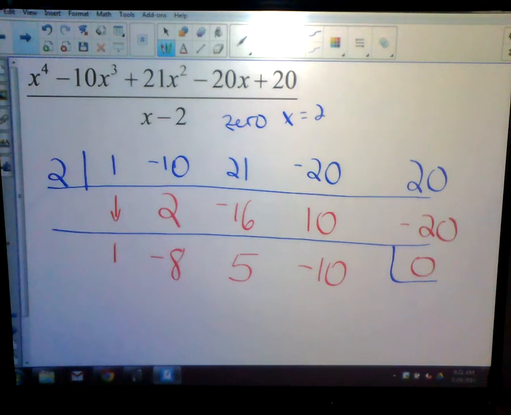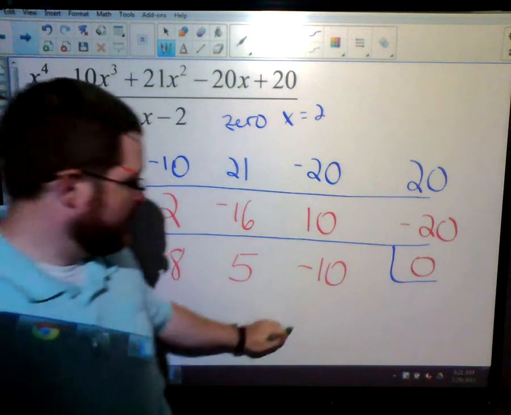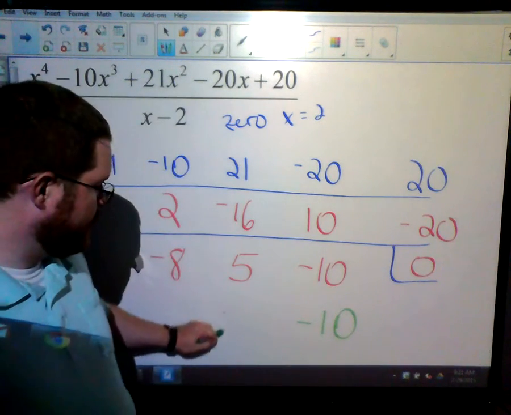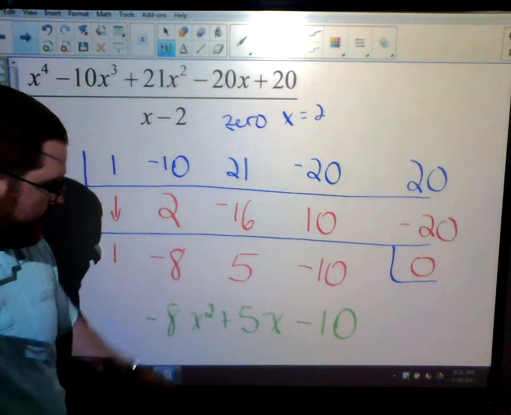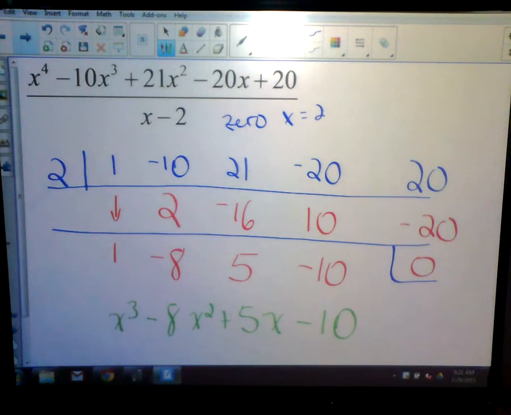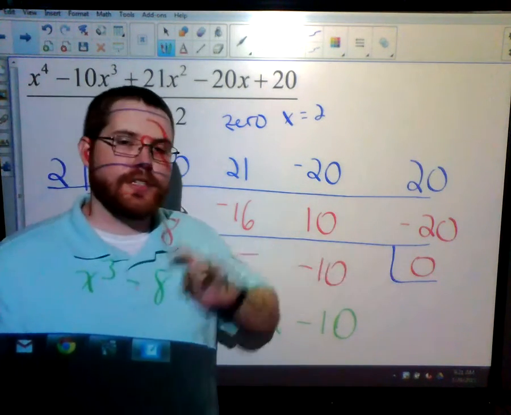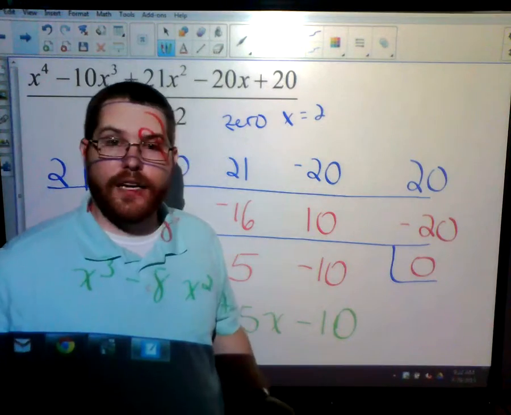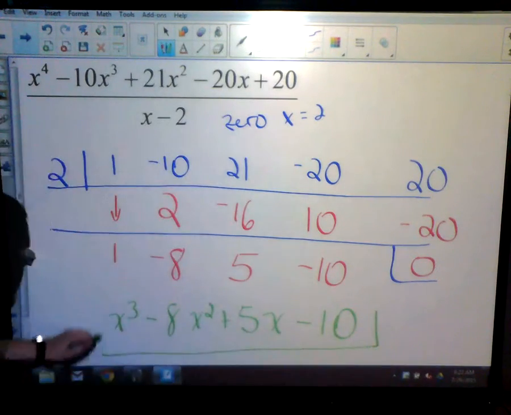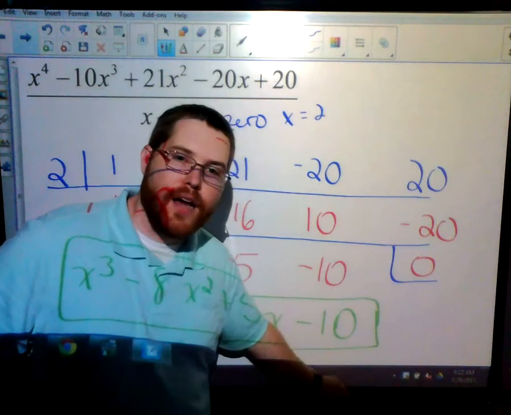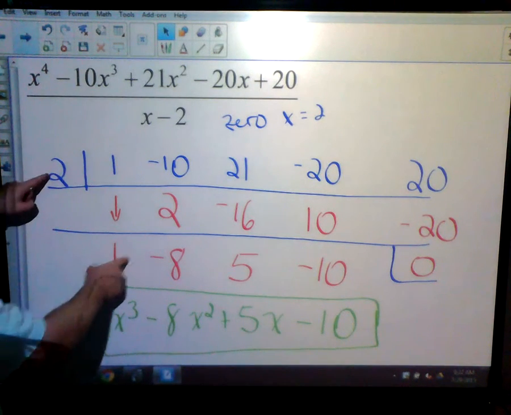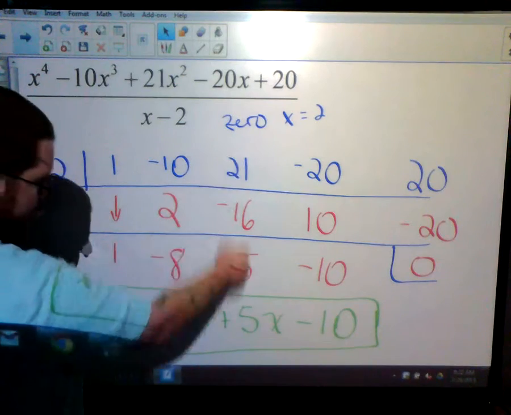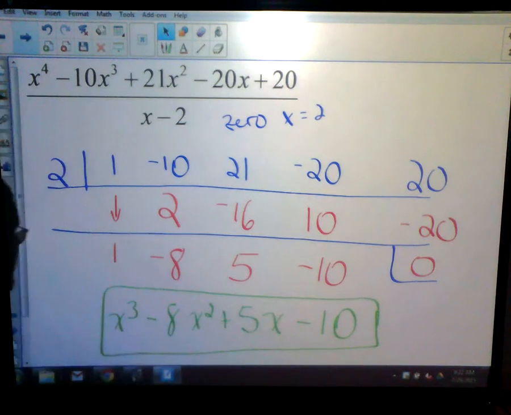So what does this answer represent? Well, negative 10 is a regular number. Positive 5 is x to the first. Negative 8 is x to the second. And 1 is x to the third. What do you think the 0 represents? It's the remainder. In this case, there is no remainder. This divided out evenly. Now, isn't that process a lot faster than long division? Synthetic division is much faster. Remember, drop the first, multiply, add, multiply, add, multiply, add, until you're out of spaces.